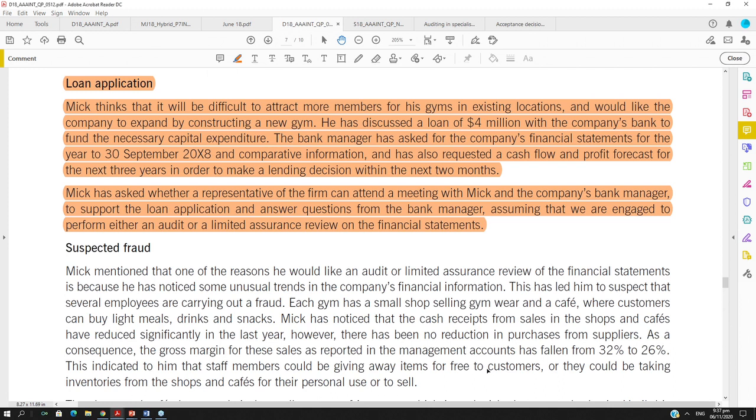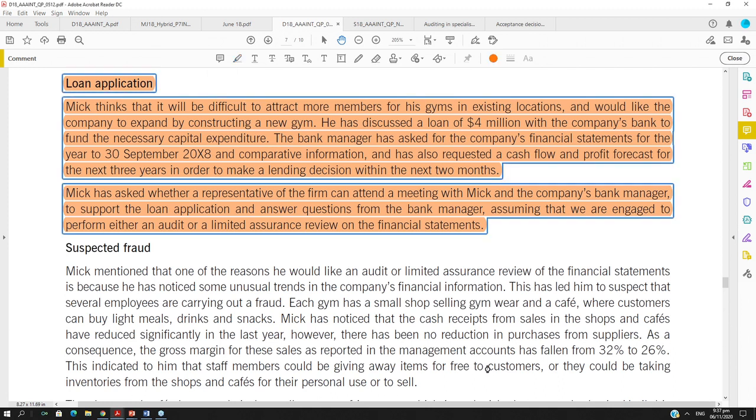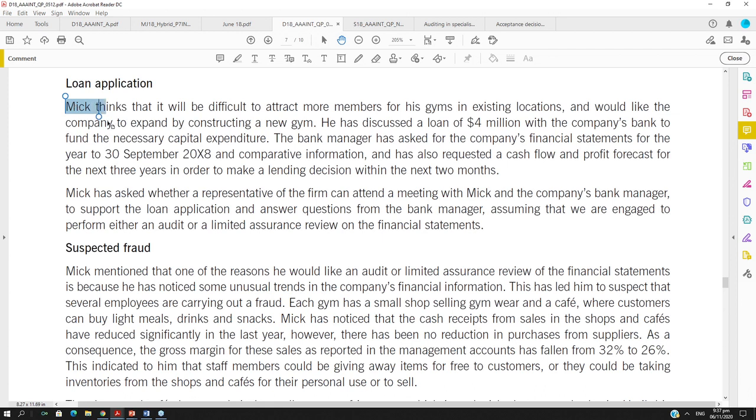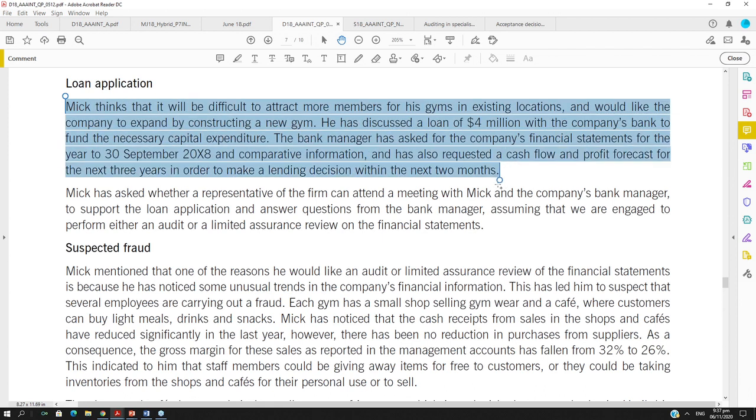Okay, have you read the first paragraph? This one? This first paragraph here in orange? So, do you believe in this paragraph the bank will be very much interested in the audited financial statements? Will the bank take an interest in the audited financial statements audited by Huntsman and Company?